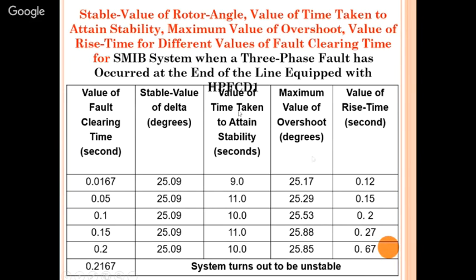As can be seen from this table, the delta value remains almost constant, and the maximum value of overshoot is also almost 25 degrees. The rise time basically increases with the increase in the value of the fault clearing time, and the time taken to attain stability remains almost between 9, 10, 11.